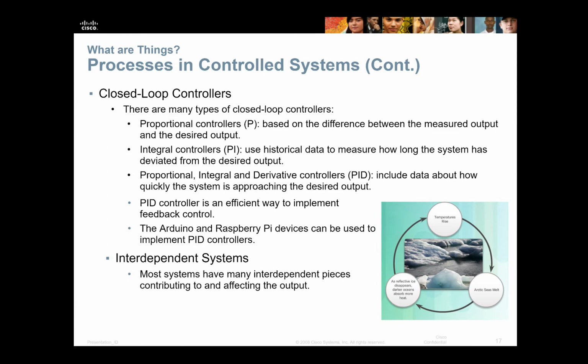So PID, when you tune it correctly, is the fastest way to get to the set value, the desired output value, so that the system remains very stable, doesn't oscillate around that set value, but stays there. Okay, so PID is the most used controller type in the world. And yes, Arduino, Raspberry Pi, yes, they can be used to implement PID controllers, no doubt about it.